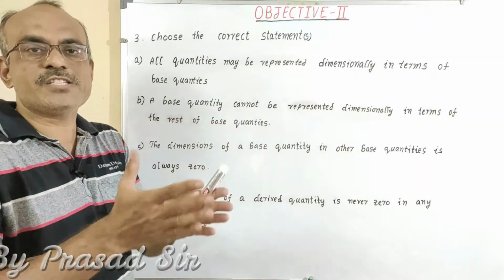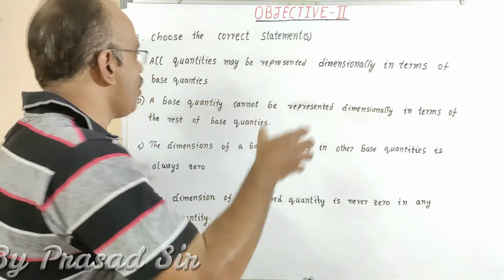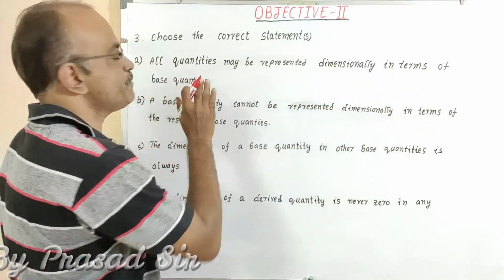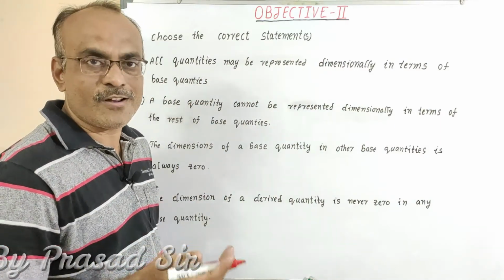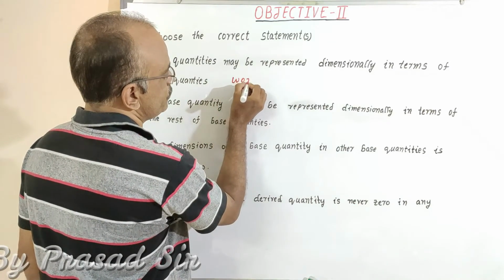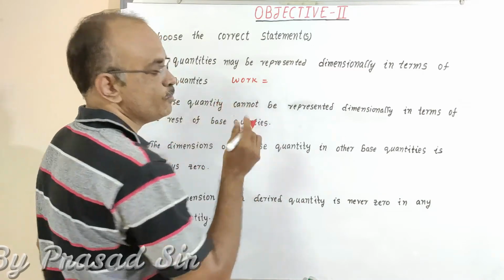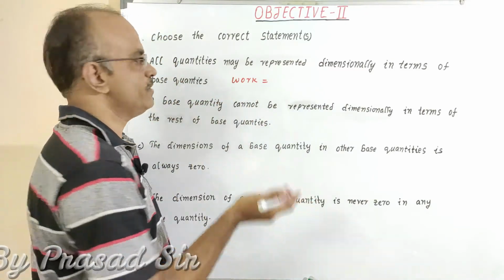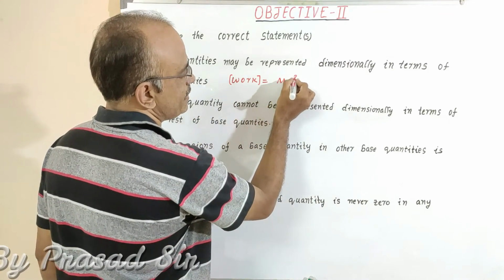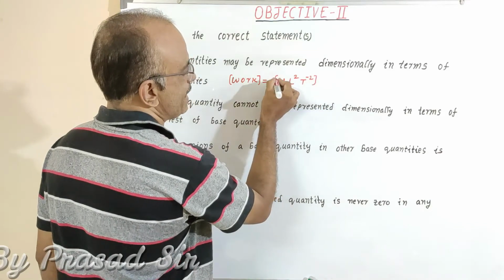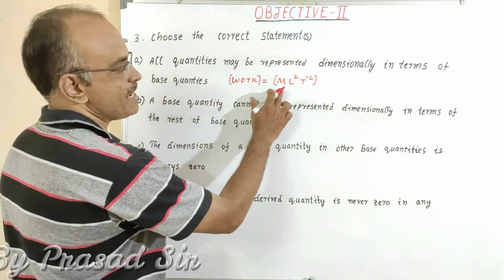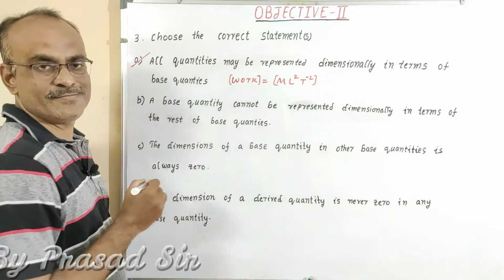Answer this question. First of all, we should put a tick on A first. All quantities may be represented dimensionally in terms of base quantities. So it is correct or wrong? Once we will take one example. That example we will take as work, which is nothing but force into displacement. So the dimensional formula for work, what is that one? M L square T to the power of minus 2. So all the quantities represented in terms of base quantities M, L, T. It is correct.